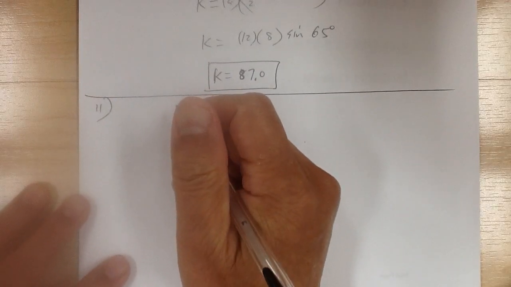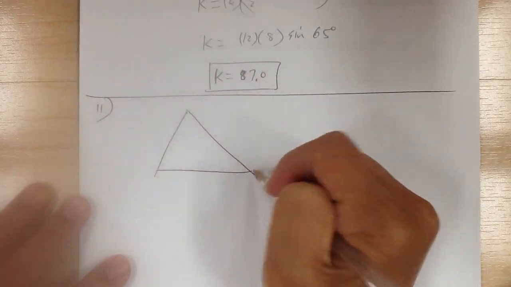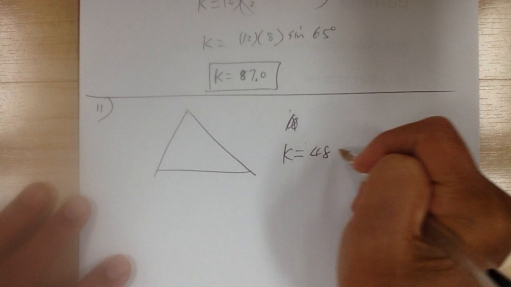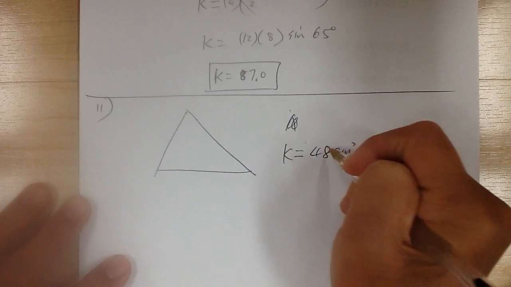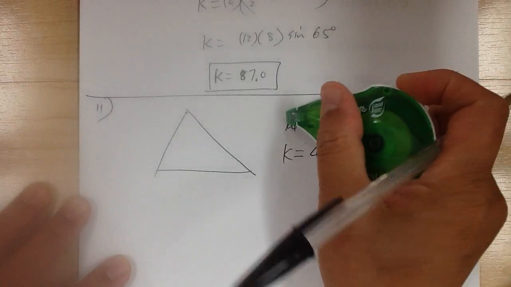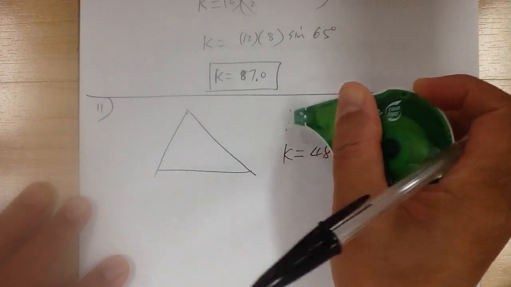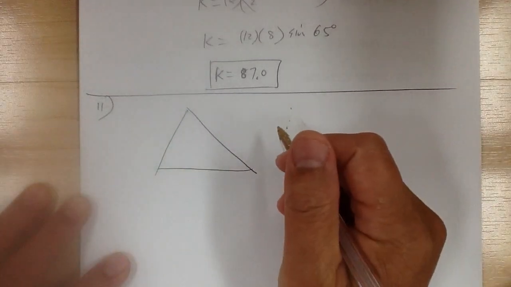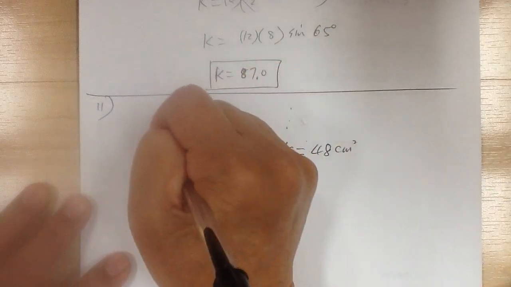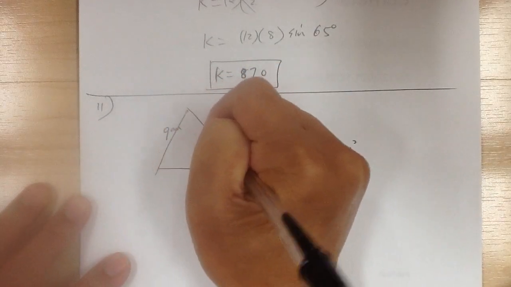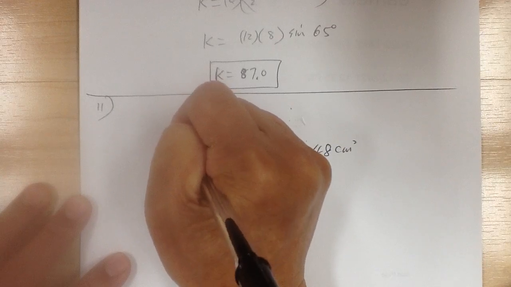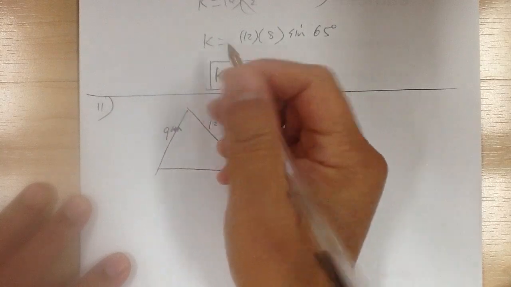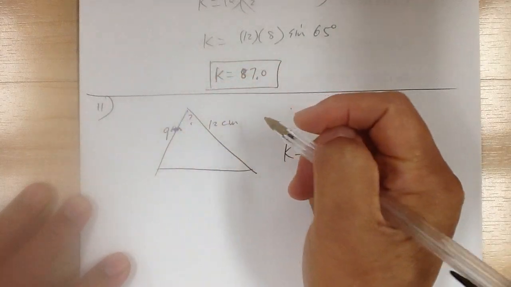A triangle has an area. Okay, so you have a triangle. The area is equal to 48 centimeters square. Okay, and the shortest sides have the length of 9 and 12. Find the largest angle of the triangle to the nearest degree. So you're looking for this over here. Okay.